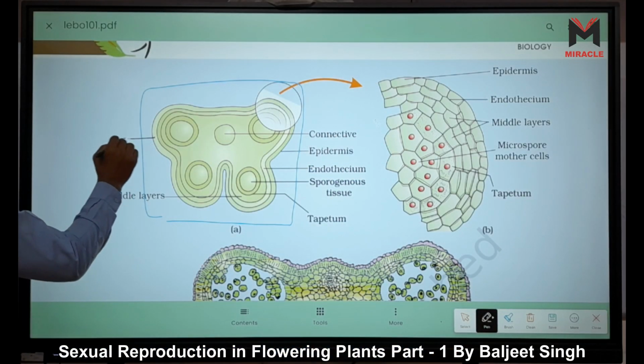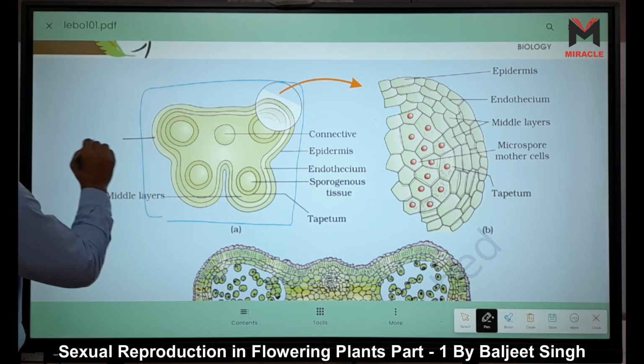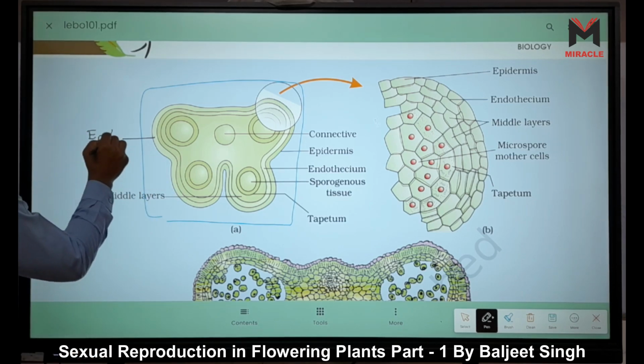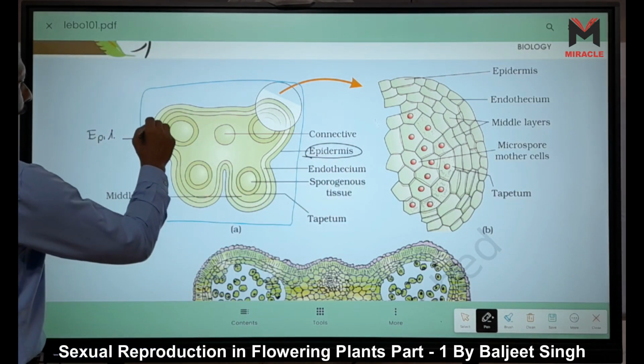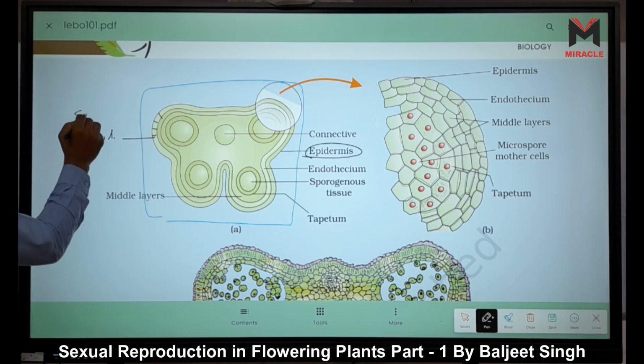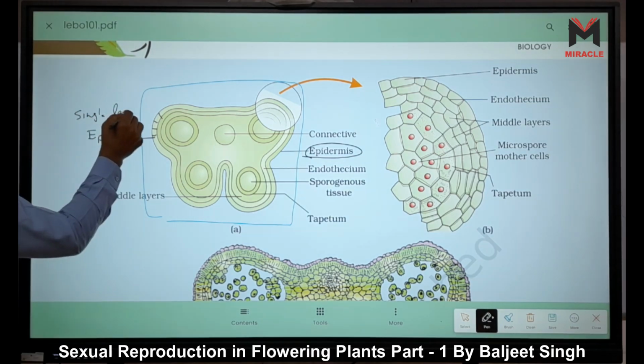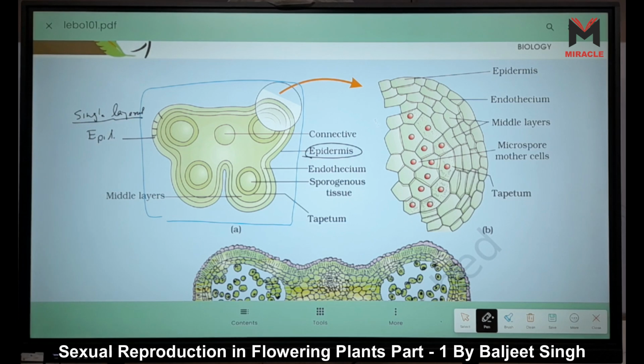This is the outermost layer, which is given here as the epidermis. This one is epidermis, right? It is single layered. Epidermis is single layered, right?